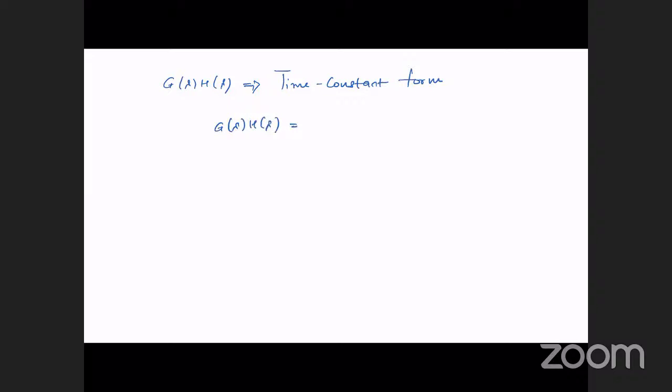Whatever G(s)H(s) is given in the exam, you have to make sure that you convert it into a standard form called the time constant form. So what is meant by a time constant form? Let us understand. If you have G(s)H(s) equal to, you have to get a standard time constant form. What is a standard time constant form? I'll show you.